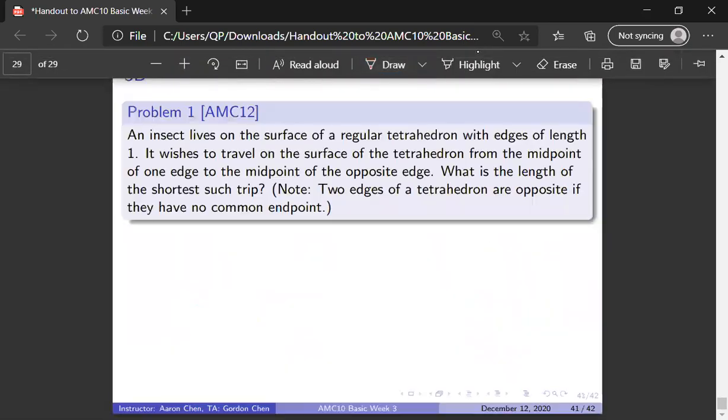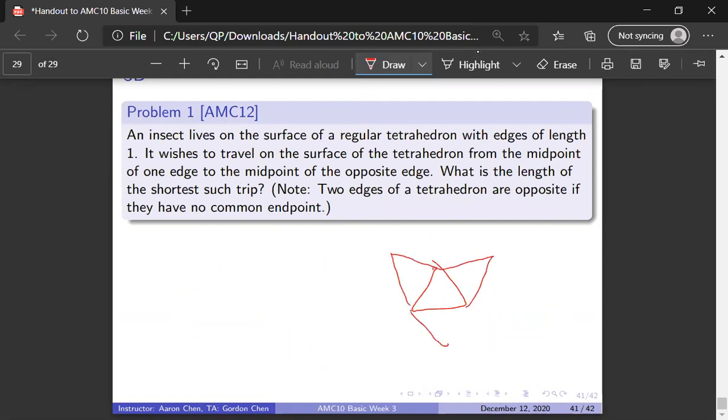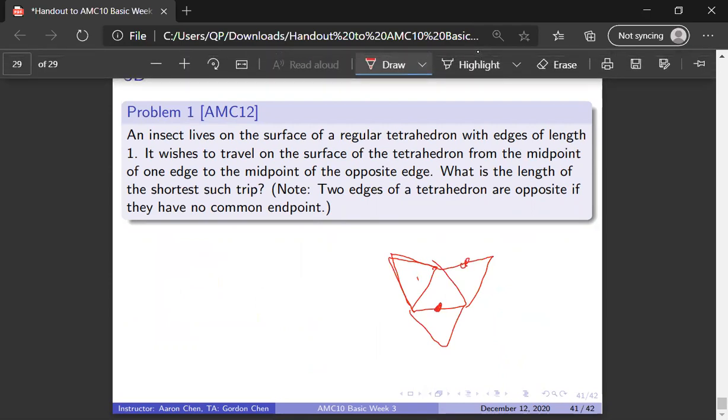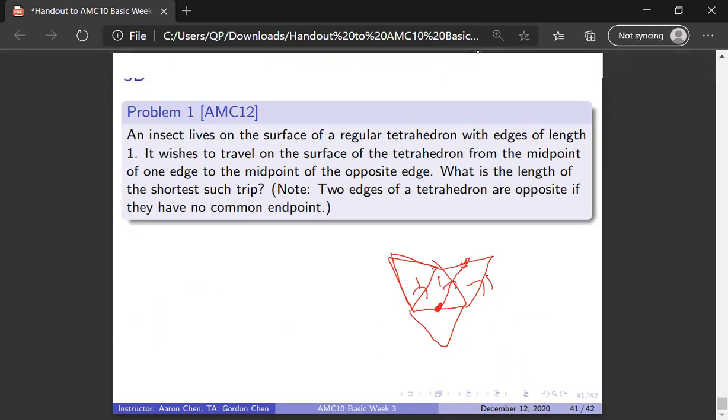And you can see the problem here if you want. I'll just quickly outline for a second how you do this because it's really short. You look at the net of the regular tetrahedron and look at one midpoint to the midpoint of the opposite edge, which in this case happens to be here. And these are both 1, and this is a parallelogram, and these three are all parallel, so this is also 1. Really short problem.